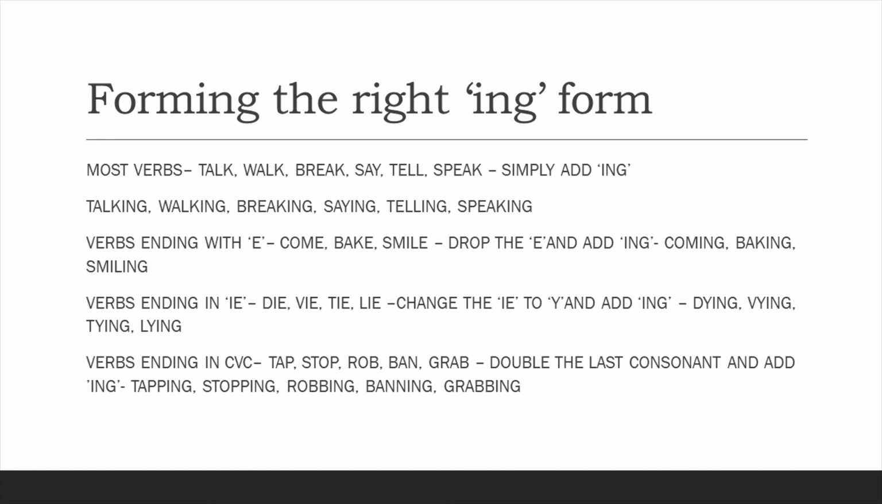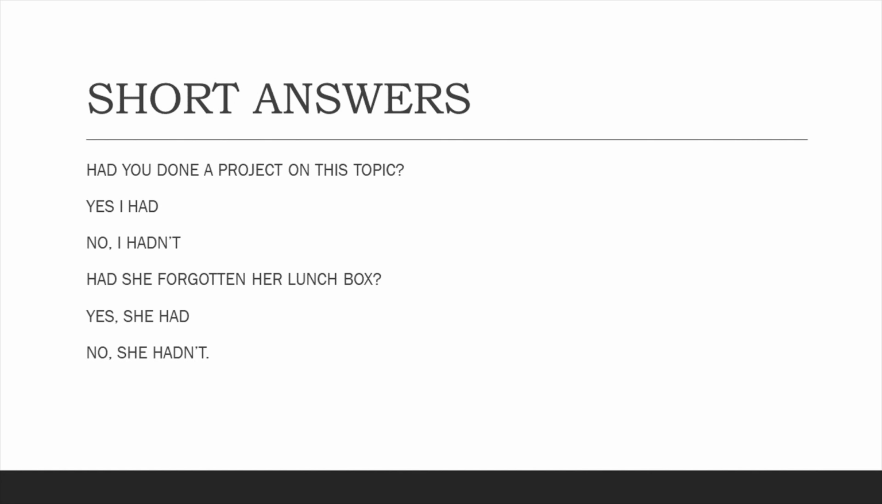You have tapping. Tap was the verb, which is in CVC form, so you double the last consonant, which is p: tapping. The same way, stop ends with p, so you double the p and then you add the ing. Same goes for rob, robbing, ban, banning, grab, grabbing. So when I say CVC, look at the sounds of the words, people, and not the letters. Okay, let's go to the next one.